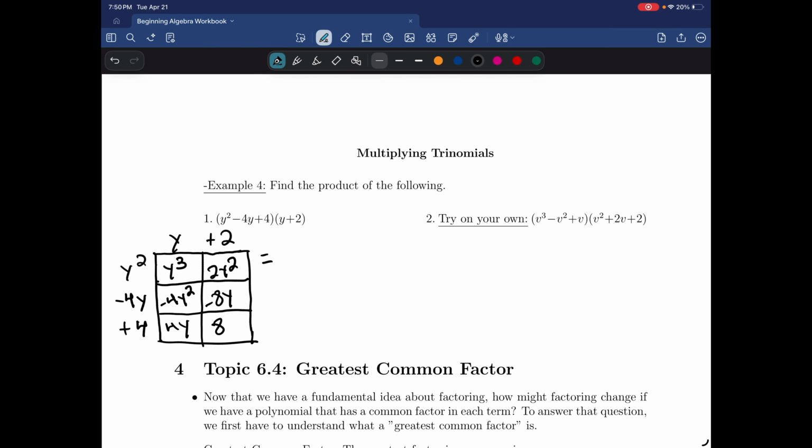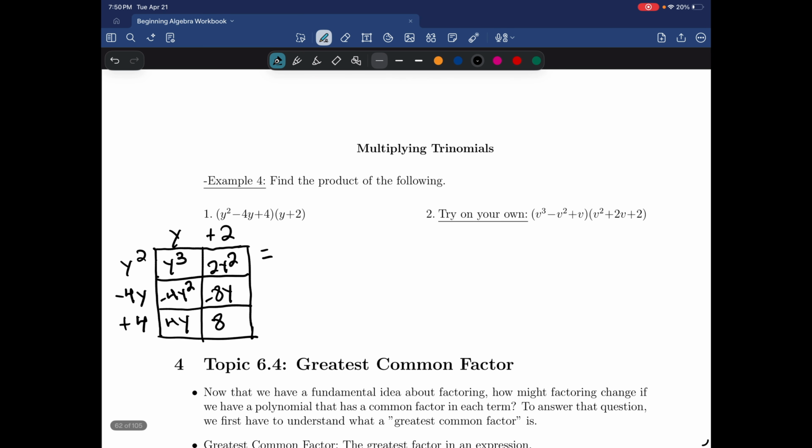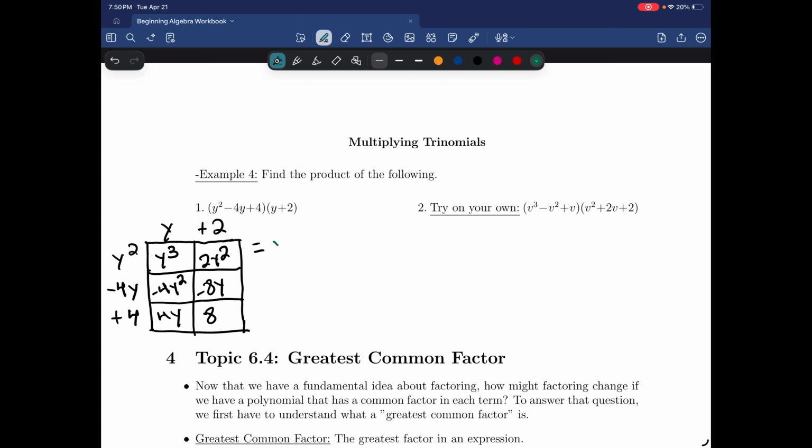And now before I write all these terms out, I'm just going to see what our like terms are in the box, so we don't have to write it all out, just because of limited space. So looking in this box here, we have a y cubed. We don't have any other y cubed terms, so I'm just going to bring that out here.